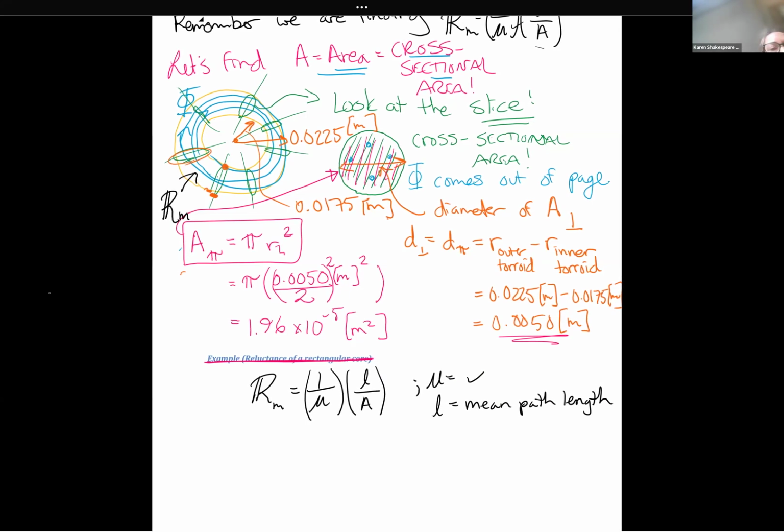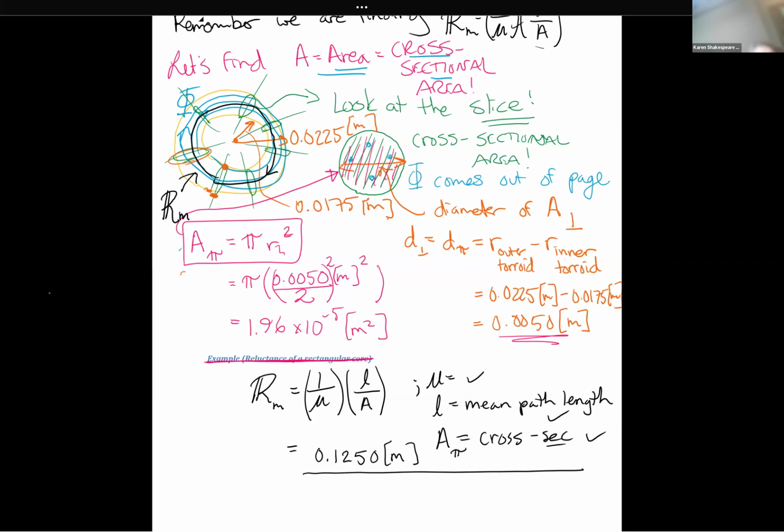is the middle path length that these lines of flux traveled, and we calculated it. We know the cross-sectional area is the area of this plane that I took off, and we calculated it. And now we just have to plug it all in. So on the numerator would be our mean path length, which is just in meters.